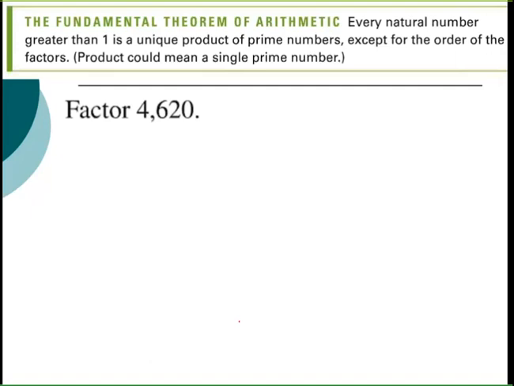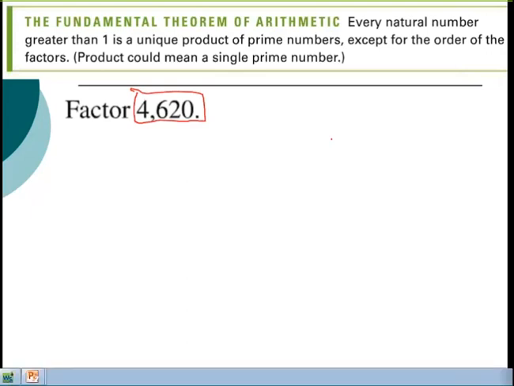So what we're going to do is learn how to factor using my hockey stick method. So this is 4,620, and we're going to break it down into its prime factors.